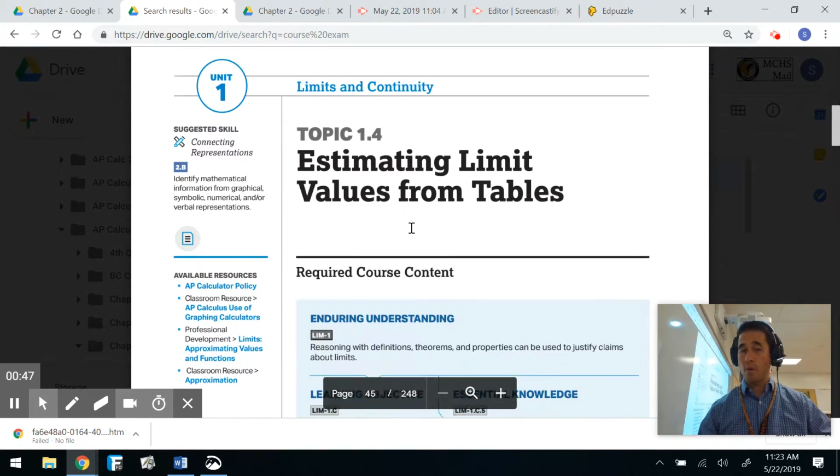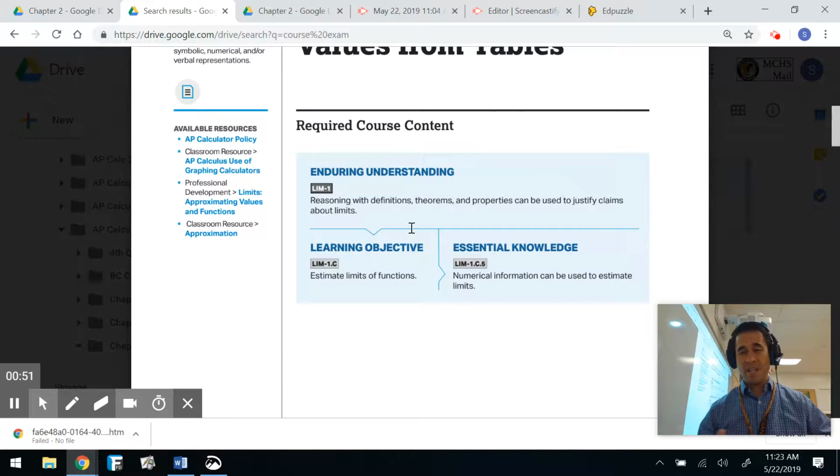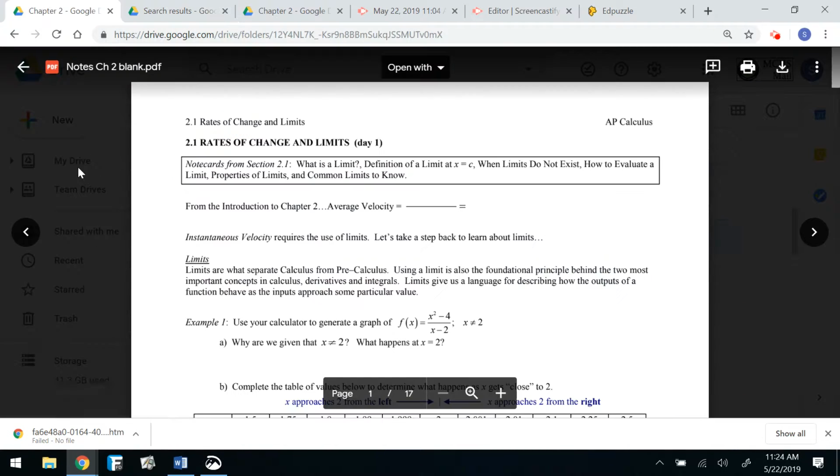Okay, in 1.4, estimating limit values from tables. We don't necessarily look at tables, but we'll be putting stuff into our calculators. Understanding. Reasoning with definitions, theorems, and properties can be used to justify claims about limits. If you notice, these have all kind of gone together. So it's not that we're doing a lot today, we're just introducing the topic of a limit and what a limit is about. In this particular topic, our main objective is to estimate limits of functions.